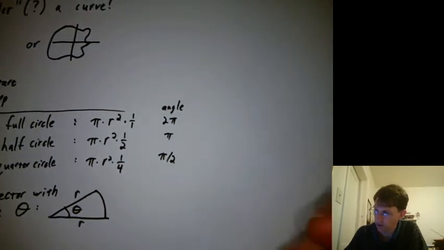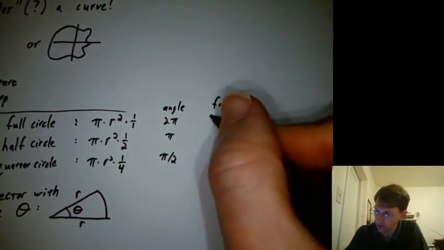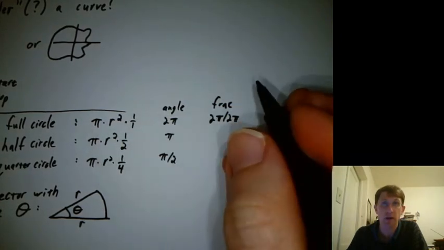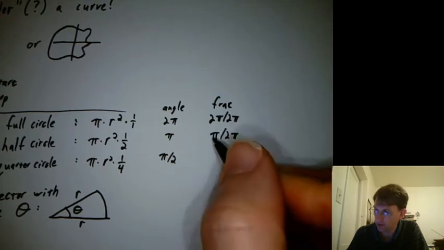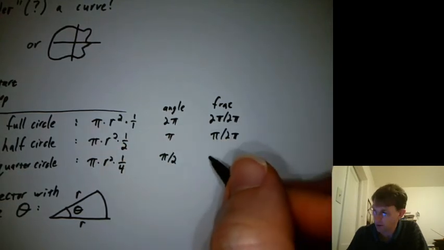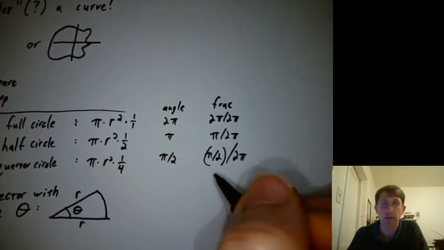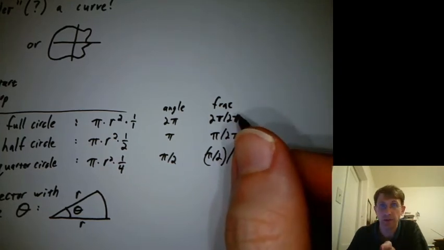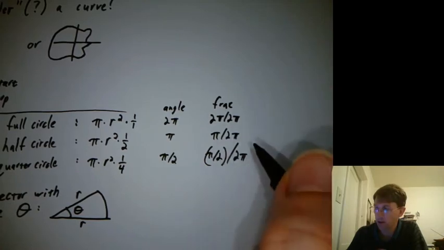Well, we could say, what's the fraction that's going on? You could say it's 2 pi over 2 pi. That would give you 1. Here you could say it's pi over 2 pi. That would give you a half. And you could say pi over 2 divided by 2 pi, that would give you a quarter. So we're basically saying what percent of a circle is this? Is it a full circle? Is it a half circle, etc.?